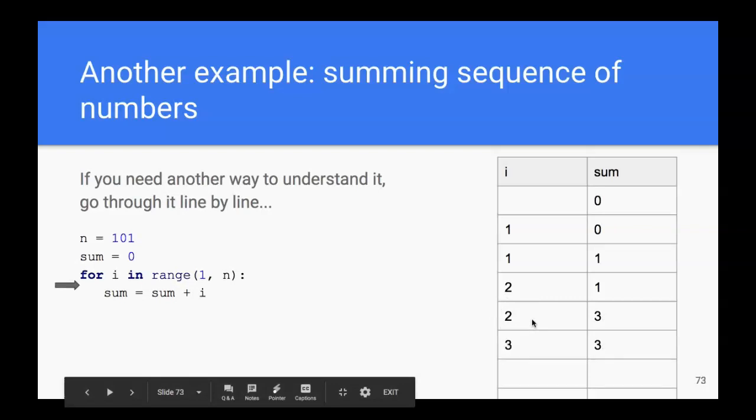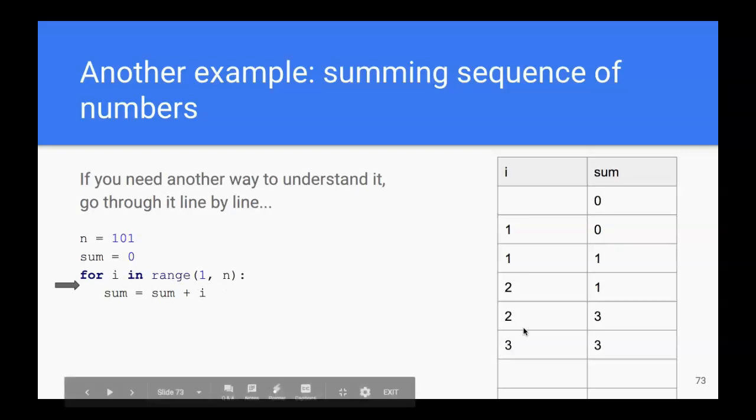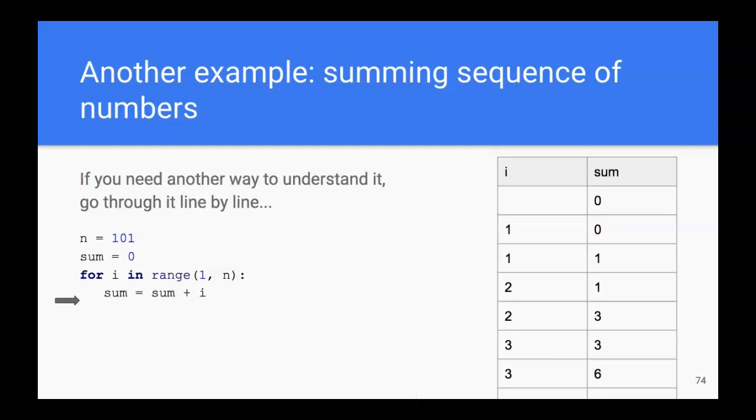And hopefully you see where I'm going now. We go back to the top of the loop and we fetch the next number from the range sequence. So after 2, it's going to be 3. I is 3. Sum is still 3. We execute the next line. Sum plus I is 6. Okay, and we assign 6 to sum. And then we keep going. This is how it's able to accumulate all these numbers together.